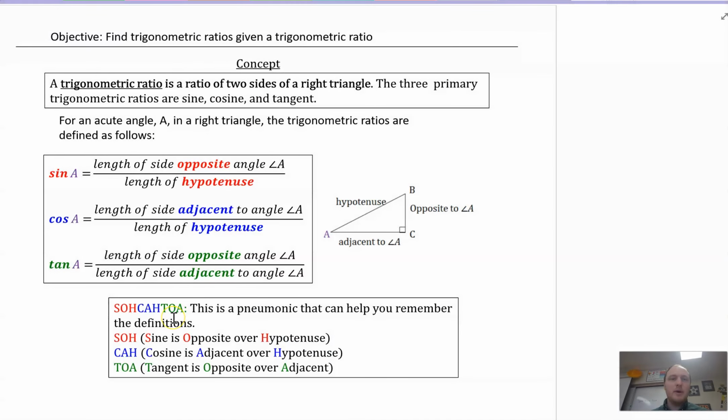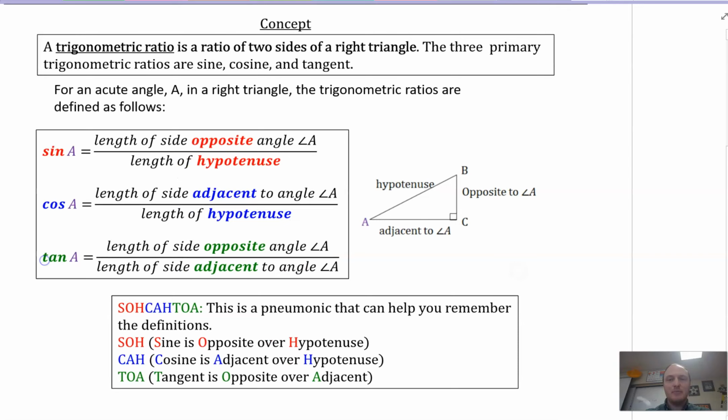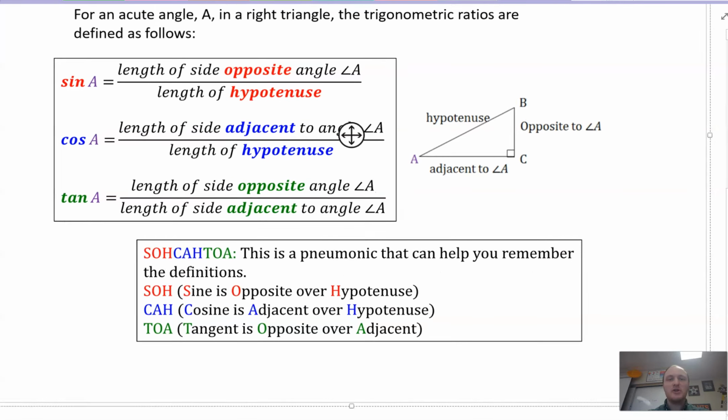I want to remind you that a trigonometric ratio is a ratio of two sides of a right triangle, and there are three primary ratios: sine, cosine, and tangent. We have an acronym to help us remember this, and that is SOHCAHTOA. The SO stands for sine, and that ratio is opposite over hypotenuse. CAH is cosine, that's adjacent over hypotenuse. And lastly, TOA, that's tangent, which is opposite over adjacent. On all these problems, I recommend that you write down SOHCAHTOA.